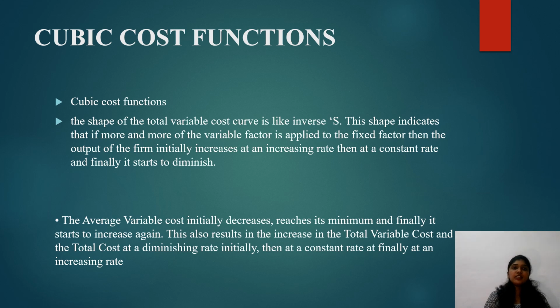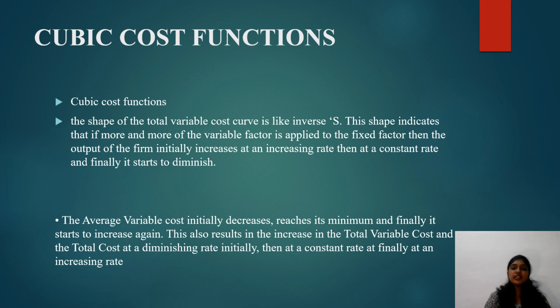The last type is the cubic cost function. The shape of the total variable cost curve is like an inverse S. This shape indicates that if more and more of the variable factor is applied to the fixed factor, then the output of the firm initially increases at an increasing rate, then at a constant rate, and finally it starts to diminish. The average variable cost initially decreases, reaches its minimum, and finally starts to increase again.